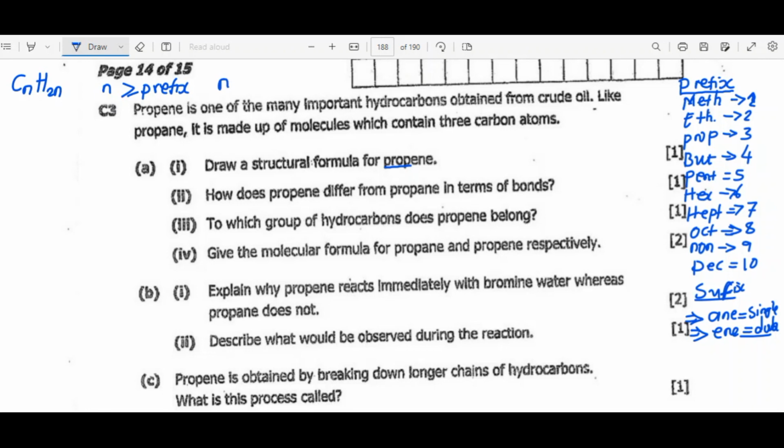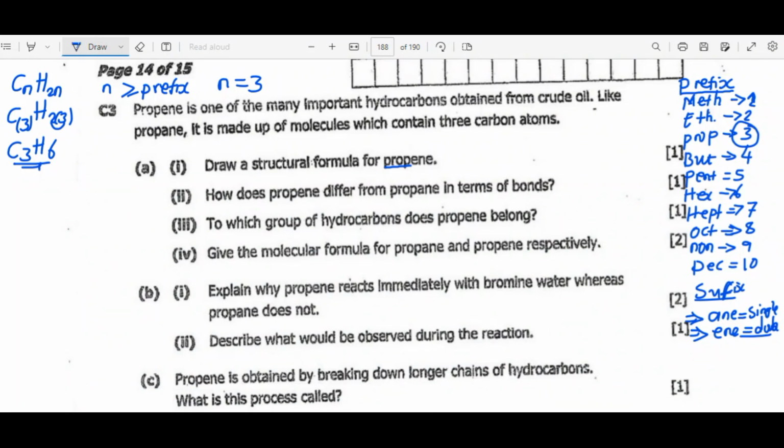So we know that prop is on position number 3. So we are dealing with 3 carbons. So where there is n, we put 3. Then we can just do some math. C times 3 is C3. 2 times 3 is 6. So the molecular formula for propene is C3H6.